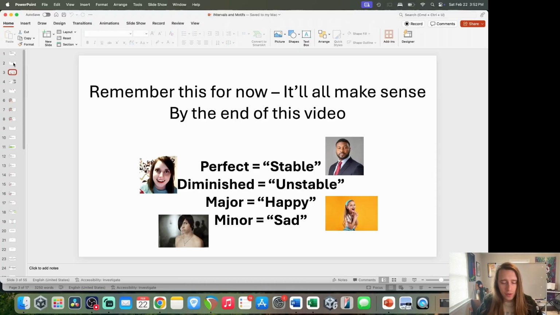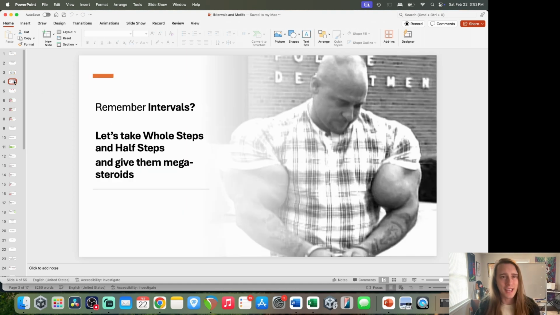Well, for now, I want you to remember four things. This will all make sense later. Just hold this in your head for now. One is perfect means stable, diminished sounds unstable, major sounds happy, and minor sounds sad. Again, perfect sounds stable, diminished sounds unstable, major sounds happy, and minor sounds sad.